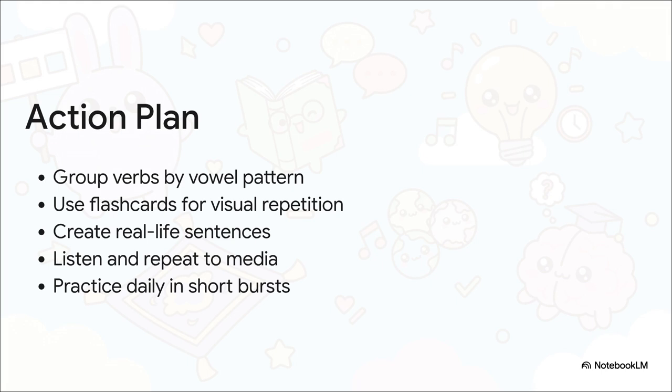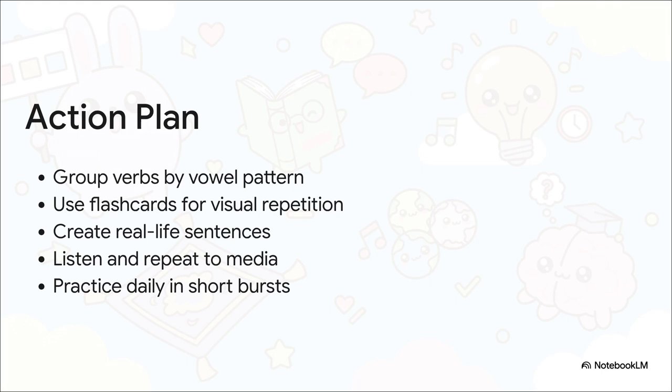Second, use flashcards. Visual repetition is huge. Third, take those verbs and actually use them to create sentences about your own day, because context matters. Fourth, actively listen and repeat when you're watching movies or listening to music to lock in that pronunciation. And lastly, practice daily, but just in short, 5-minute bursts.